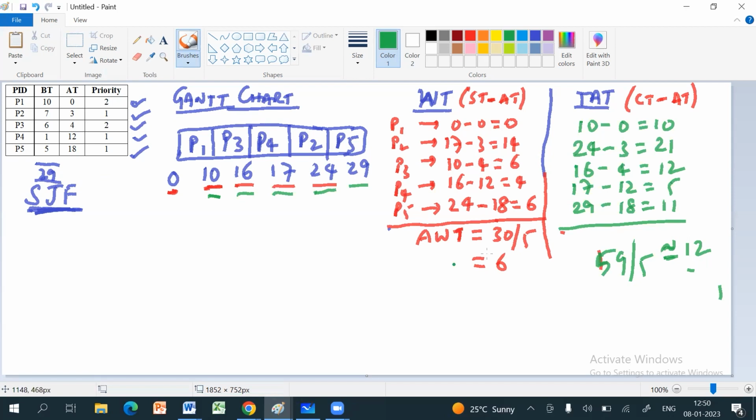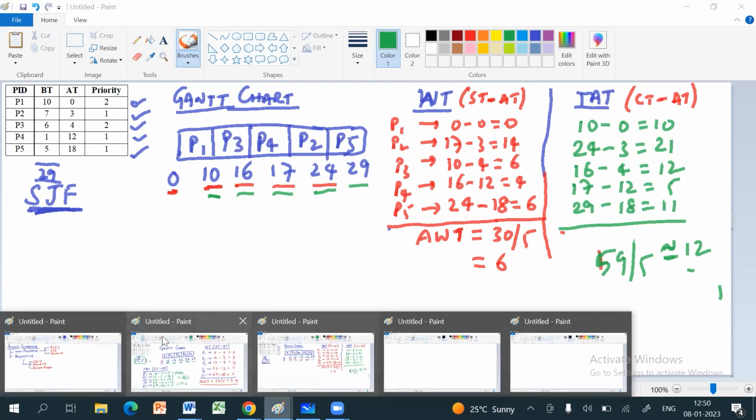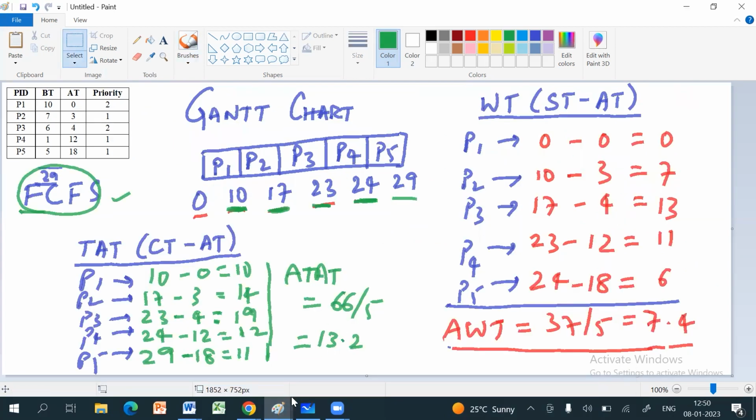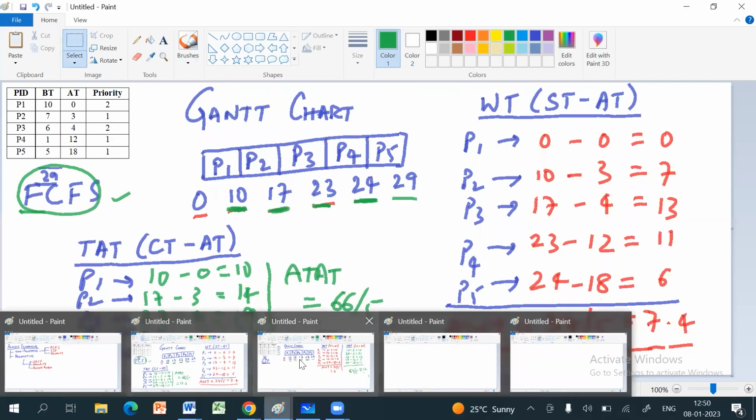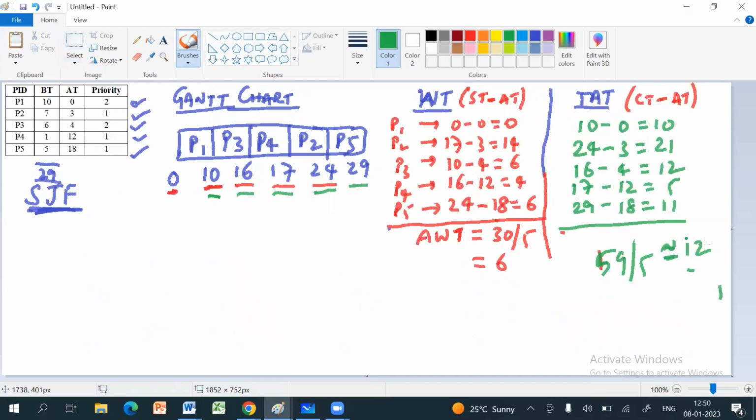Okay, again, you can compare that with your FCFS here, which is 13.2, and we got SJF as 12, which is better than your FCFS. Right? That's pretty much about your SJF technique. Now let's move on to the next technique, the priority technique in the non-preemptive.